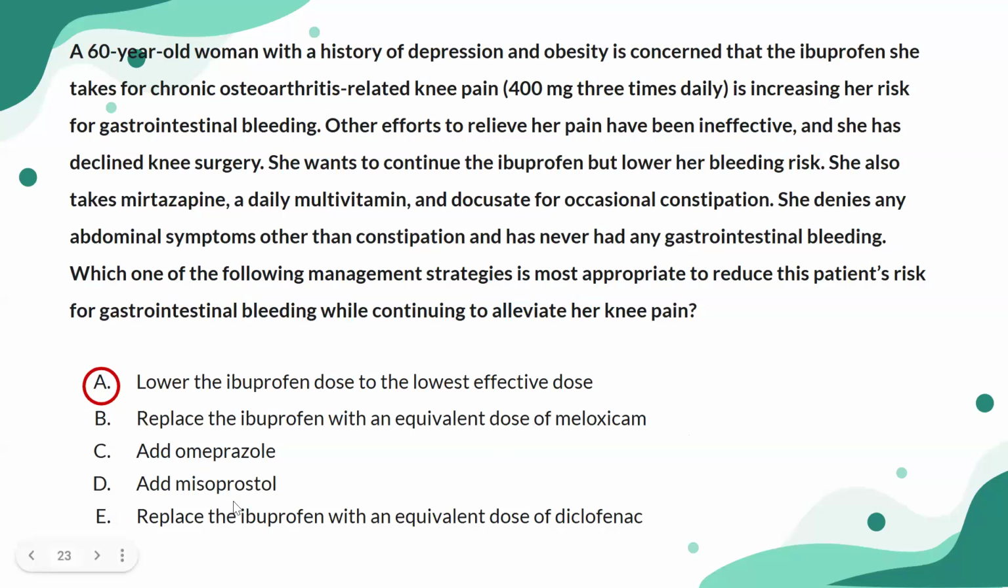And omeprazole and misoprostol, just to add on to this, are mostly given to patients who have already had an ulcer in the past, who've already had bleeding in the past, right? And patients who are very, very elderly, like 65 plus years old. So we're not considering that. In fact, we're just going to lower the dose. Is it like celecoxib? Yes, it is similar to celecoxib. But because they talk about the equivalent dose, we're not considering these options. Rather, we would prefer a lower dose of ibuprofen.